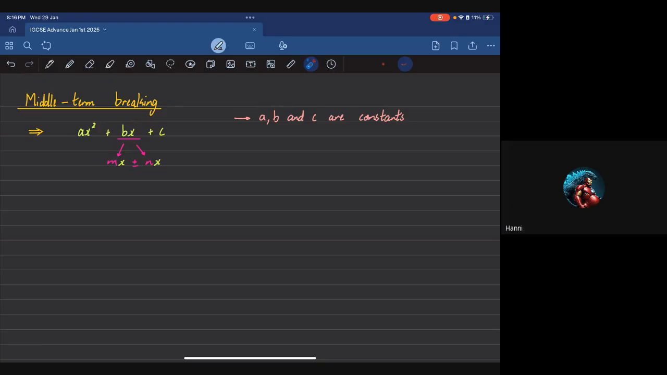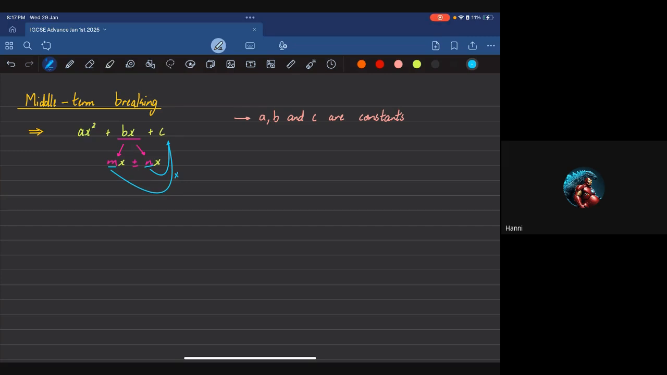Secondly, what you have to consider is that these two numbers, m and n, only m and n, not x, if they are multiplied together, should form c. Those are the two conditions that you need to put forth.